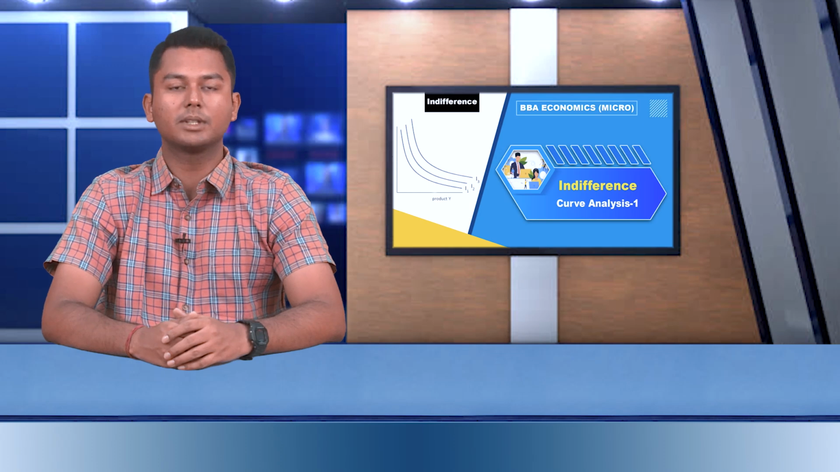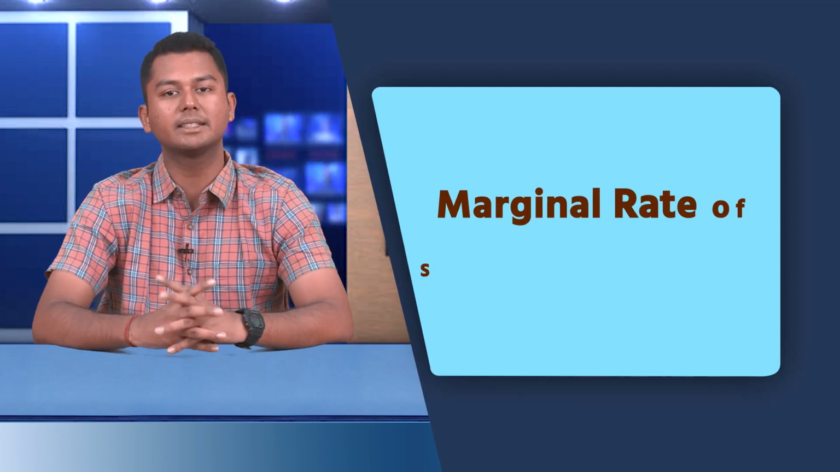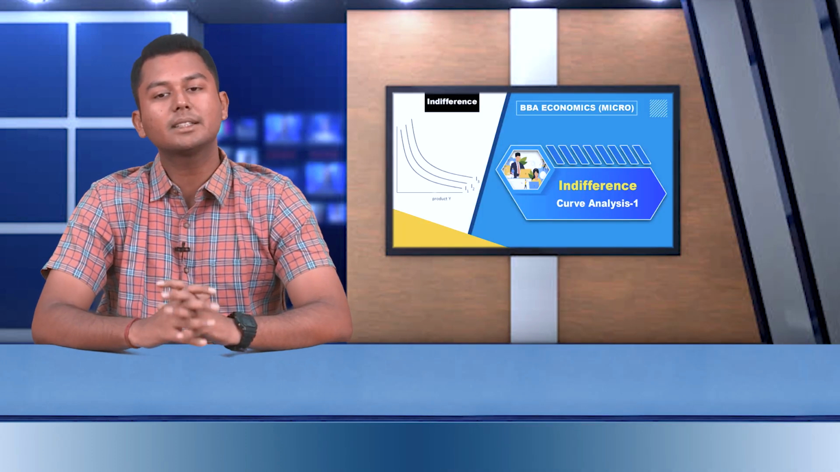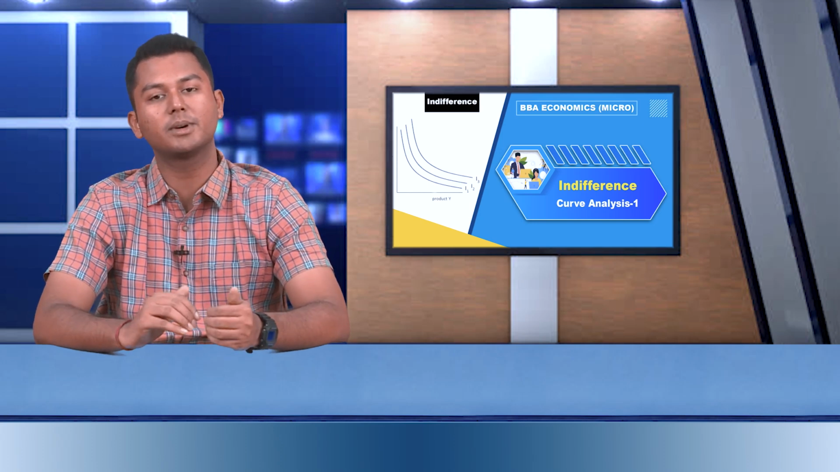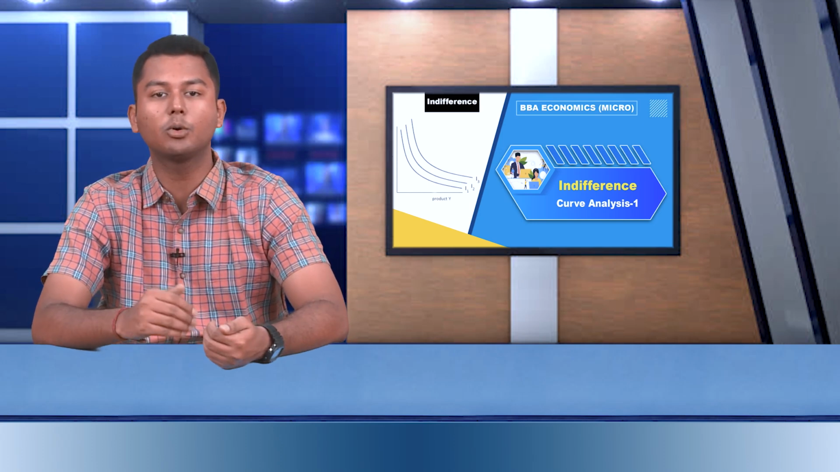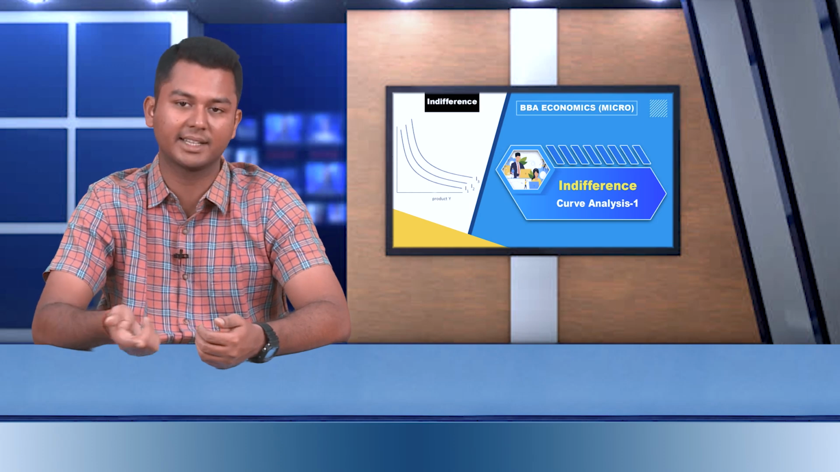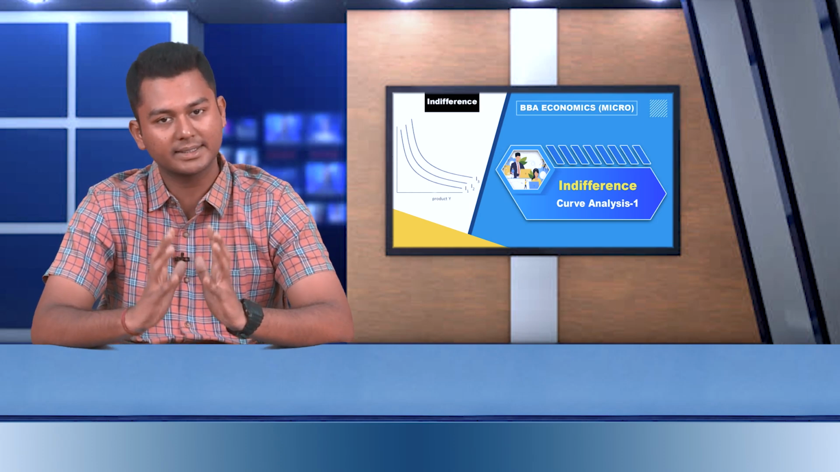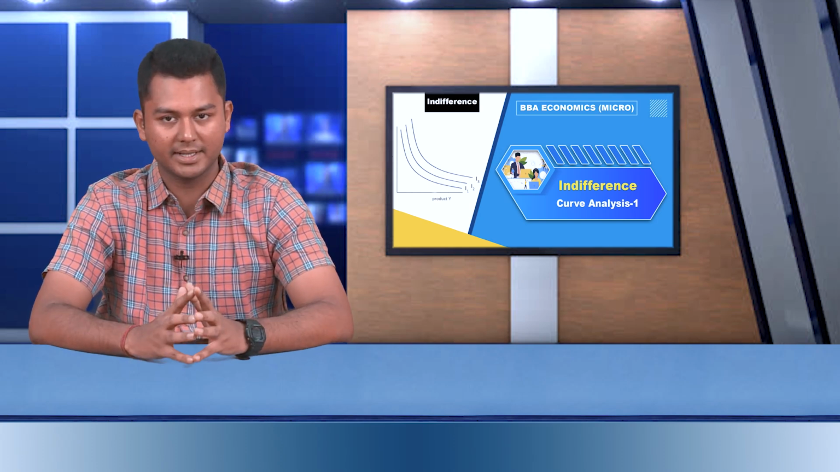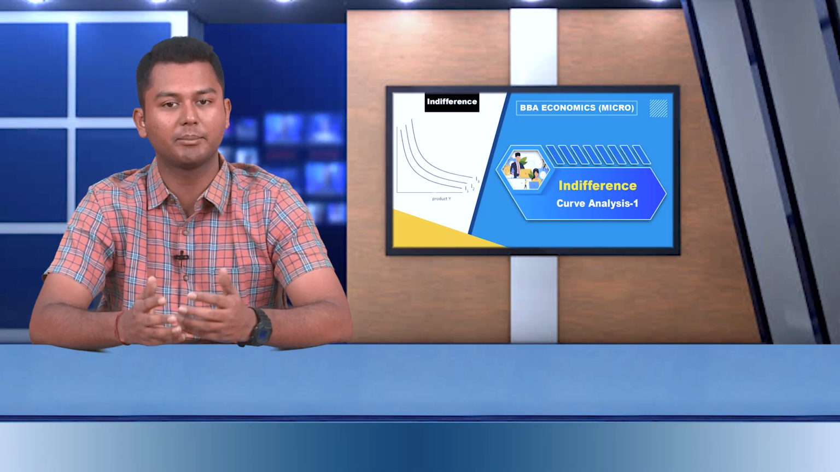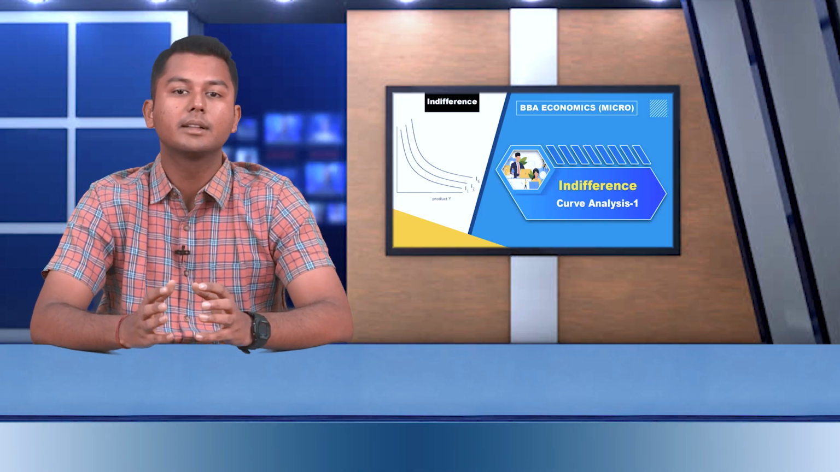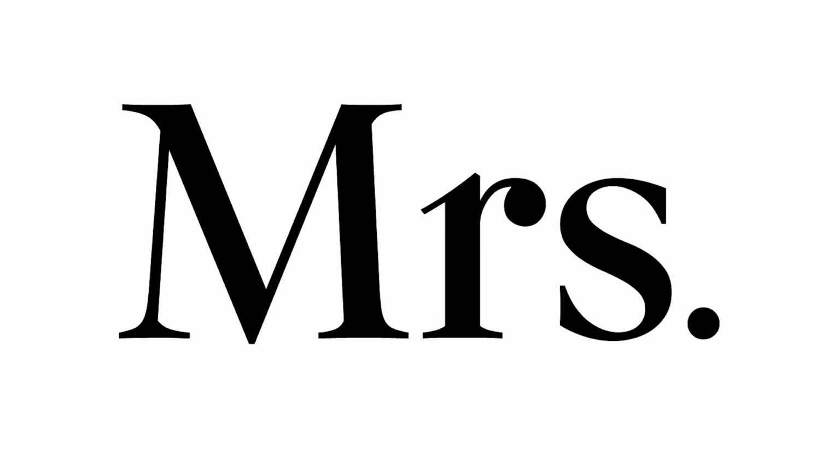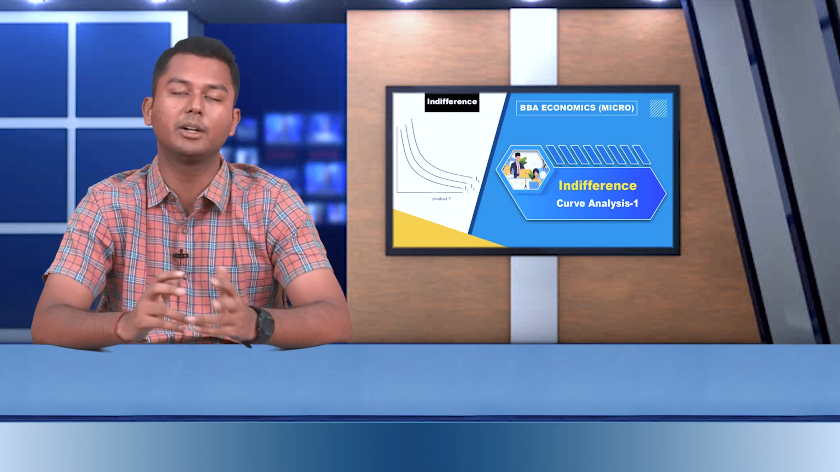Now let us move to the very important concept of marginal rate of substitution. The marginal rate of substitution represents how much of one good a consumer is willing to give up to obtain one more unit of another good while staying on the same indifference curve. It measures the personal trade-off rate between two goods for maintaining equal satisfaction. Think of MRS as your personal exchange rate between two goods.